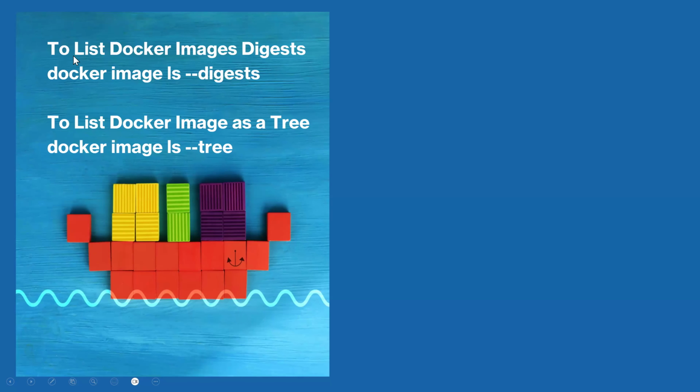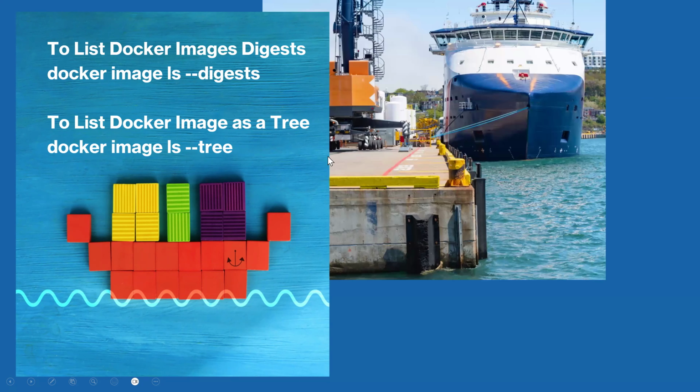And then you can also get Docker images by digests. The --digests option gives you the SHA-256 hash code, and that's a long number. So you just run docker image ls and then --digests. And if you want to get a tree version of it, you could say docker image ls --tree. That will give you the tree version of the Docker images.